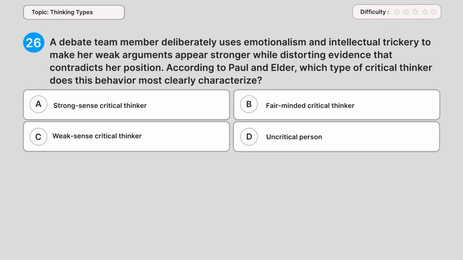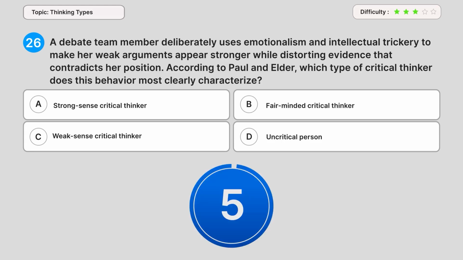26. A debate team member deliberately uses emotionalism and intellectual trickery to make her weak arguments appear stronger, while distorting evidence that contradicts her position. According to Paul and Elder, which type of critical thinker does this behaviour most clearly characterise? A. Strong-sense critical thinker. B. Fair-minded critical thinker. C. Weak-sense critical thinker. D. Uncritical person. Can you guess the answer?